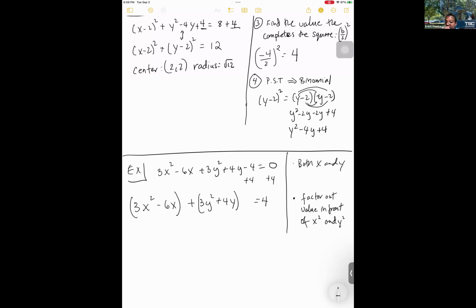We are forced, we do not have a choice, we must factor out the number in front of x squared. So I factor out 3 right here, and that leaves us with x squared minus 2x. And then I factor out 3 from the second one, and that leaves me with y squared plus 4 over 3 y. This part is a little bit tricky, so I am paused. Questions?